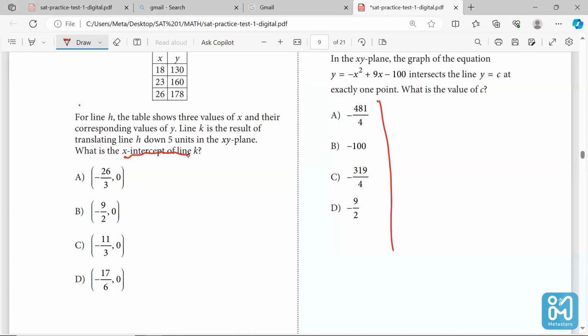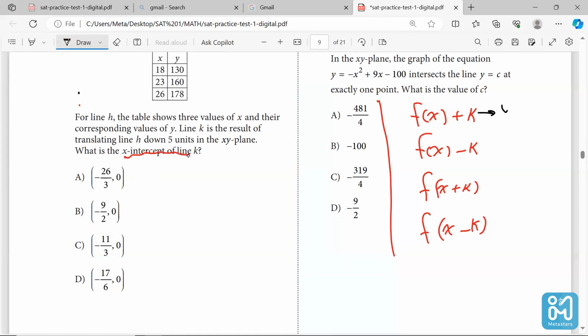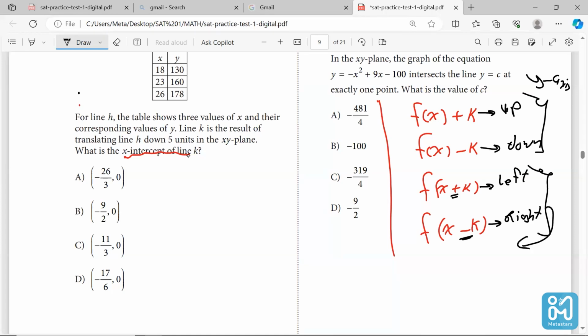Before that, I'm going to write something here. Please write it with me: f of x plus k, f of x minus k, f of x plus k, and f of x minus k. What's the meaning of each case? For the first one, when I have a plus outside, it means move up. Minus outside, it's going to be down. These two are for the y-axis. Here, focus: when I have a plus inside, it means go to the left, and if I have minus, it means go to the right. And don't forget, in these two we're talking about the x-axis. Good?